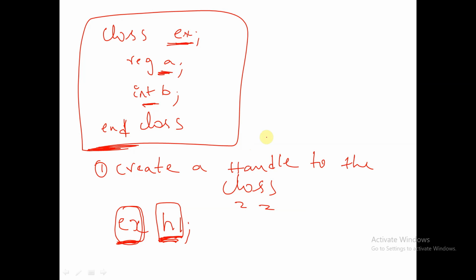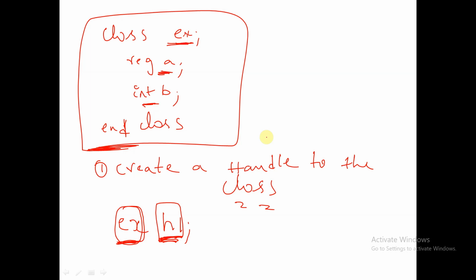Explain once more. Basically, a handle is a pointer to an object. With the help of the handle only, we can access the elements, or we can modify the elements inside a class. Is it clear?